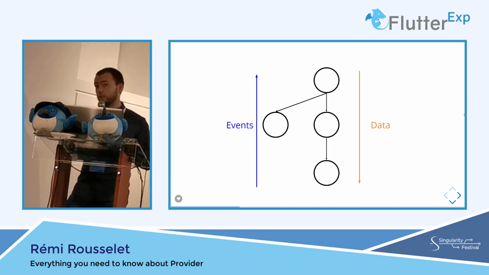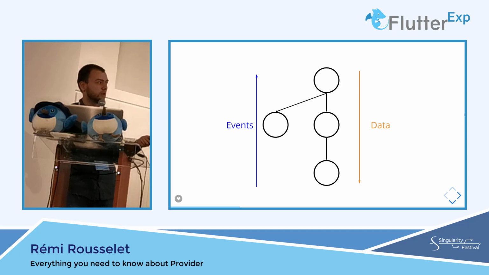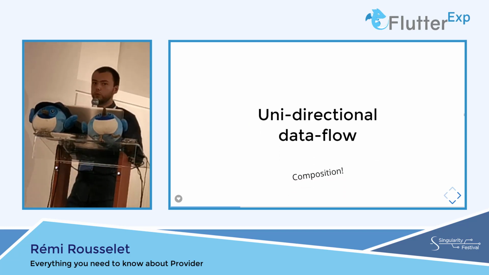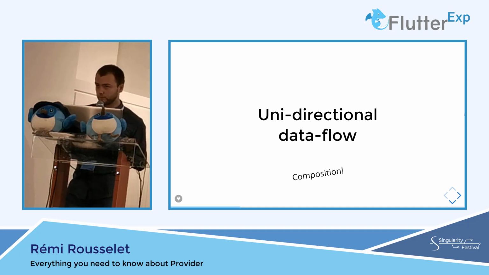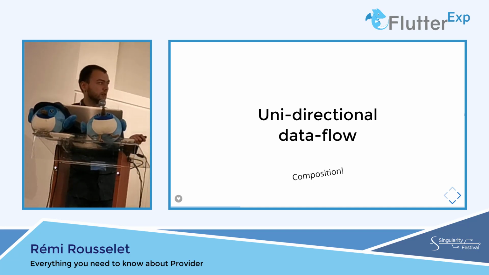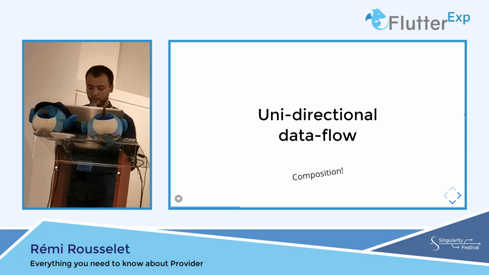This is what typically allows Flutter to make such powerful animations, because we could, for example, wrap any kind of widget into an animation, and then the entire subtree will animate automatically. And that concept is what we call unidirectional data flow. And it's a very core concept in Flutter.